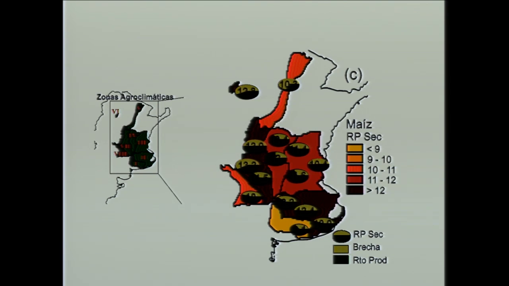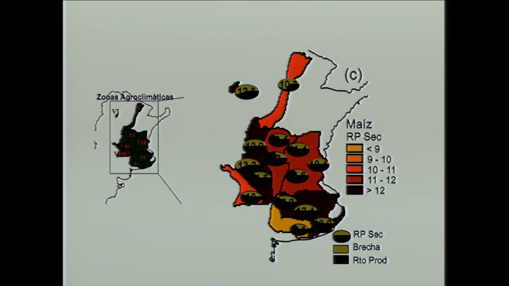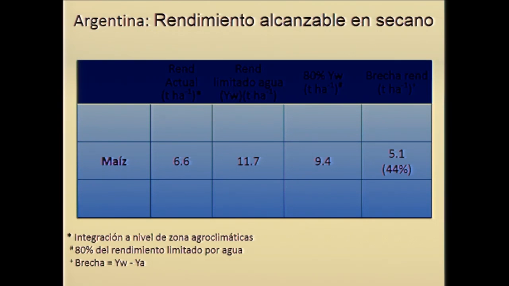The green part is the real yield obtained right now, and the whiter or gray part is the yield gap for each of these areas. In general terms, the yield gap is shorter in the core area in the country where we have more technology, than if we compare with the areas outside the Pampas. So we use all this regional data and we transfer it to the country level.